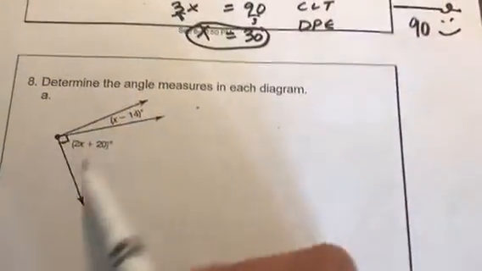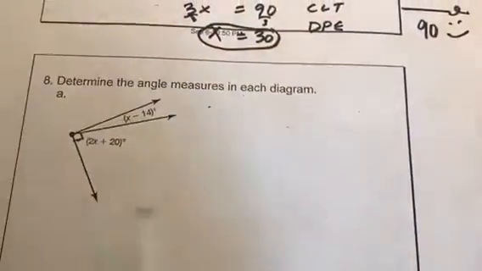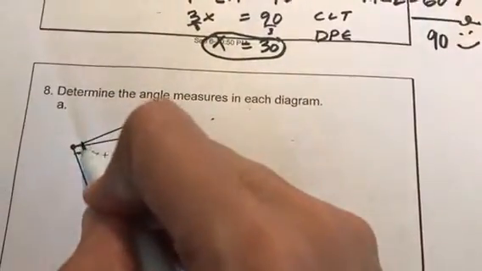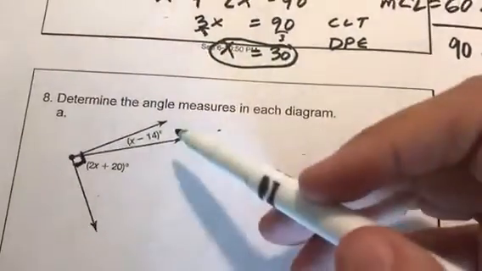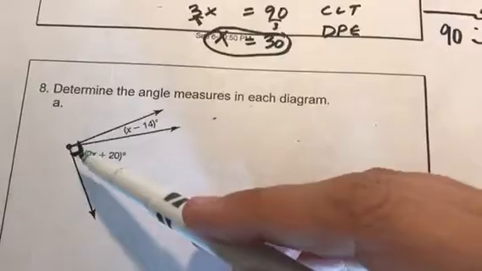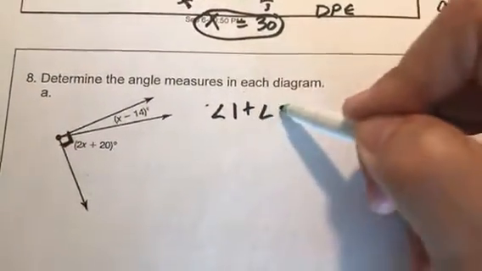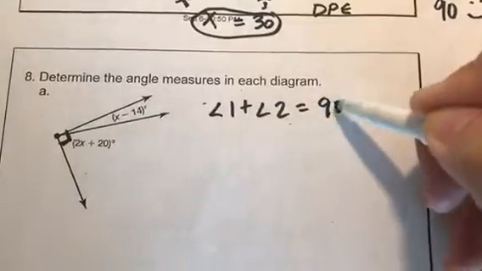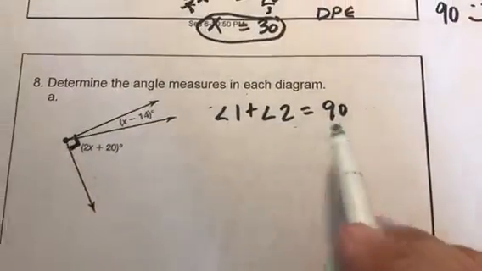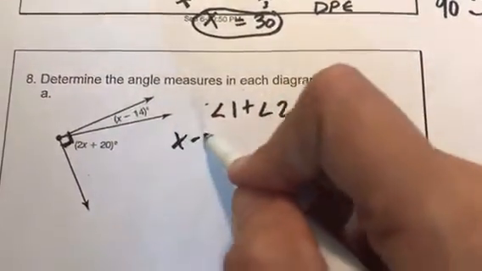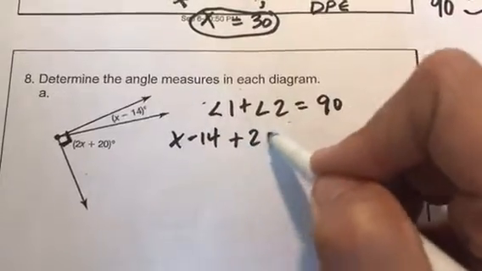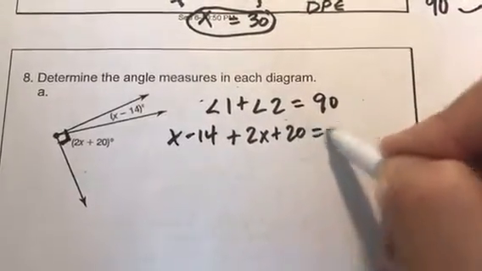Next one. These are actually complements, even though I don't see it stated. They could also tell me they're complements in a picture. Notice these two adjacent angles add up to 90 because I see the box. So again, I can say these two angles add up to 90 because that's 90 degrees. The first angle is x minus 14. The second angle is 2x plus 20.